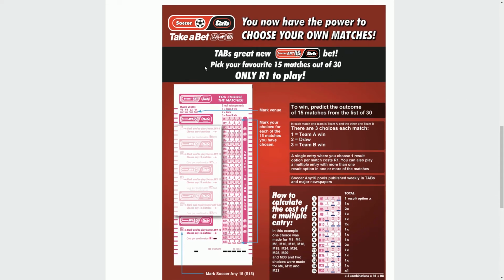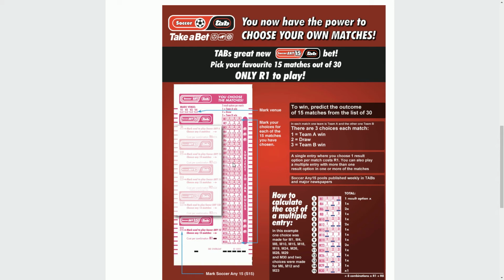It says pick your favorite 15 matches out of the 30, only one round to play. You've got your different markings here. So this is the home, draw, away section that I was talking about, where it says A is home win, X is draw, B is away win. So you're going to need to mark these dots off on the paper, if you're playing at a store, that is. You can also play this game online.